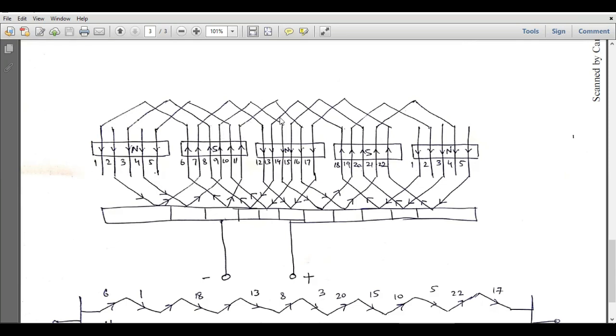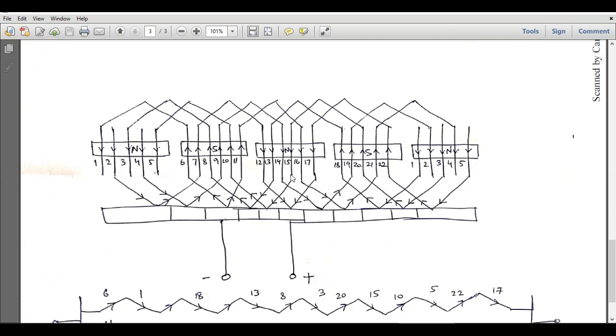So 9 plus 5 is equal to 14. And 14 plus 5 is equal to 19. 19 plus 5 is equal to 2, and 2 plus 5 is equal to 7. 7 plus 5 is equal to 12. 12 plus 5 is equal to 17. 17 plus 5 is equal to 22. 22 plus 5 is equal to 5, and 5 plus 5 is equal to 10.